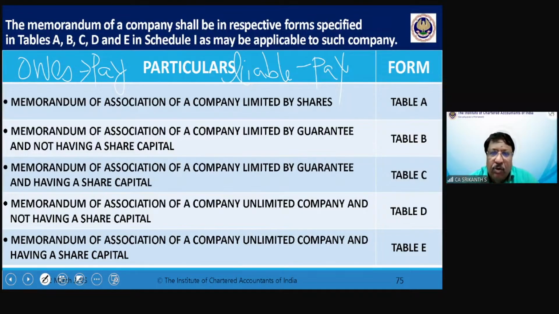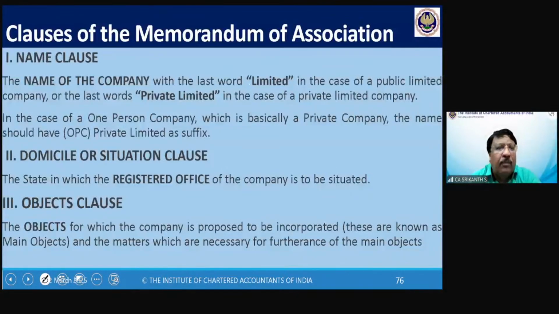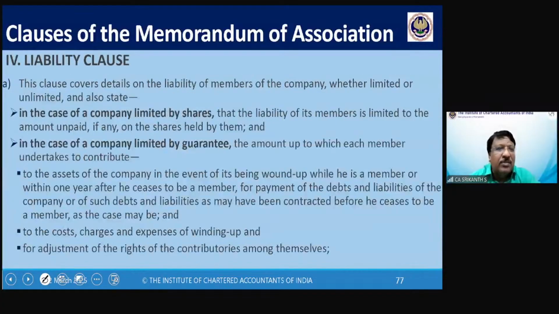Later on, you will come to a topic called share capital. Therein, again, this will be covered, but there, this aspect will not be covered. That will be about the issue of shares, etc. But the point is, the liability of a member of a company limited by shares is limited to the amount. Let's see, when we come to the liability clause, you'll see this.